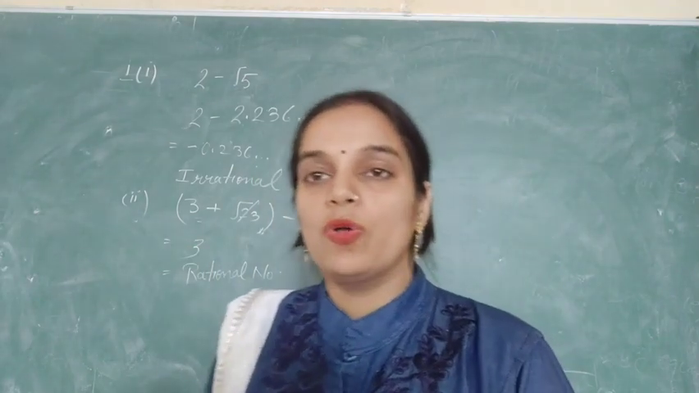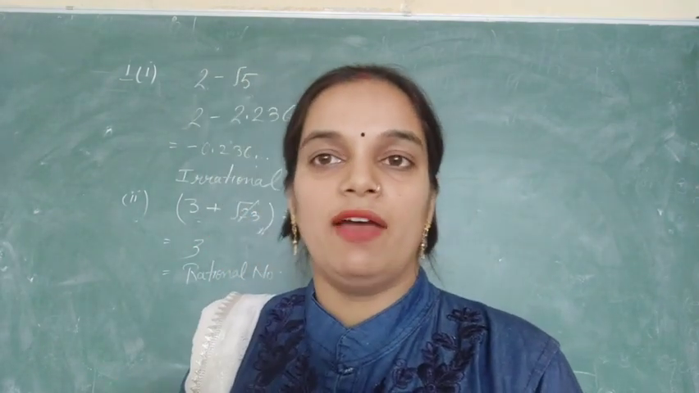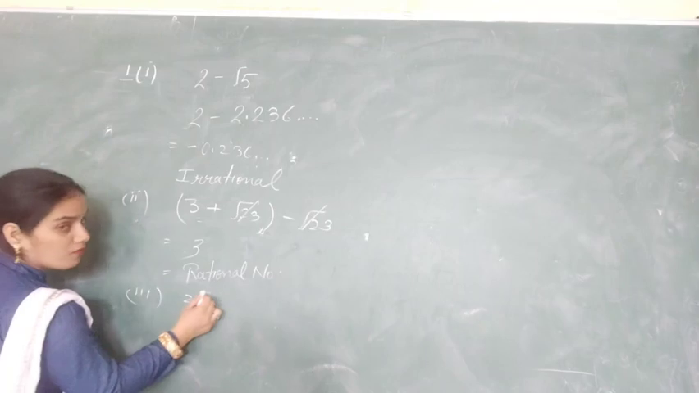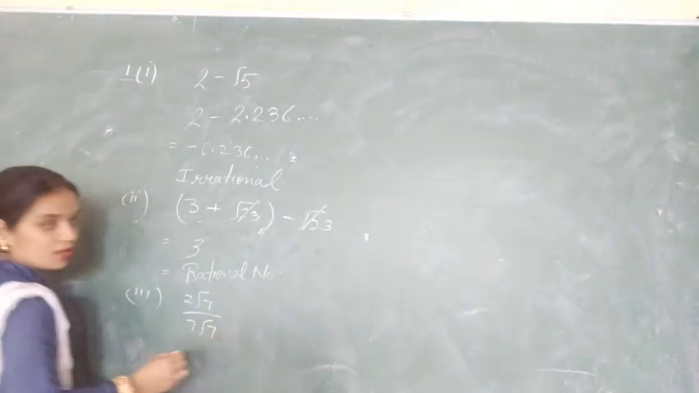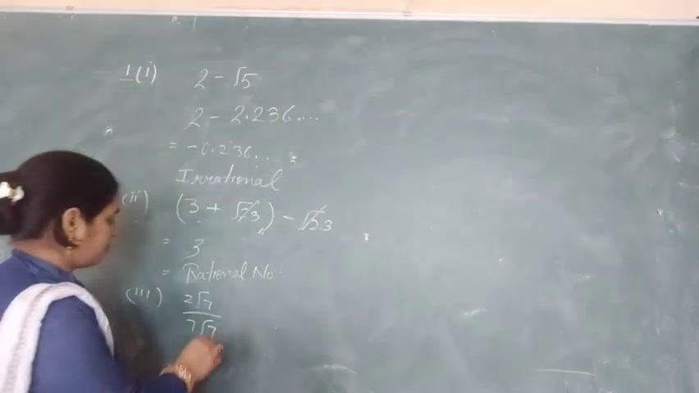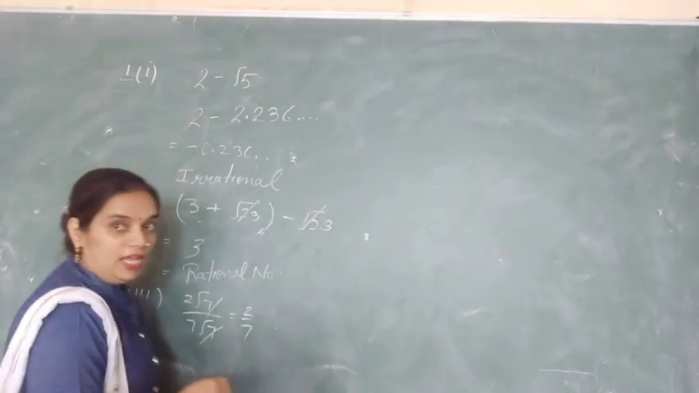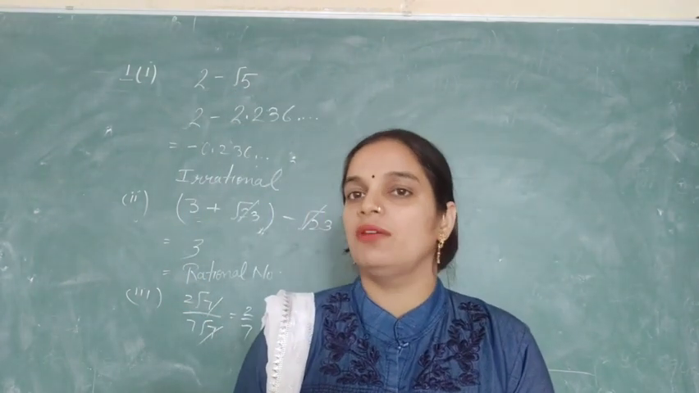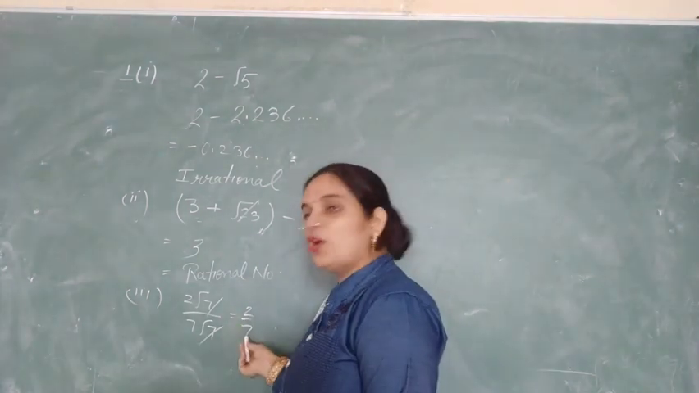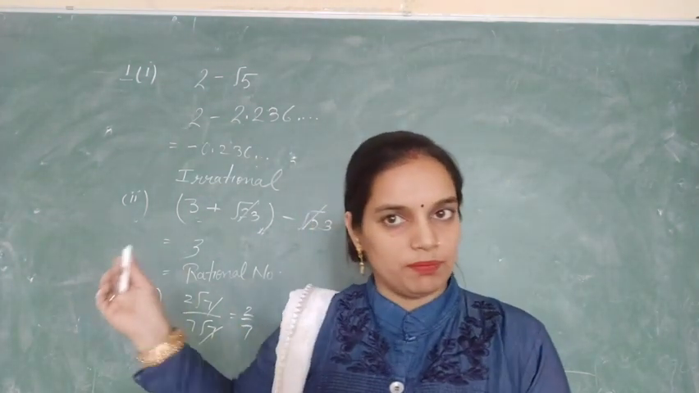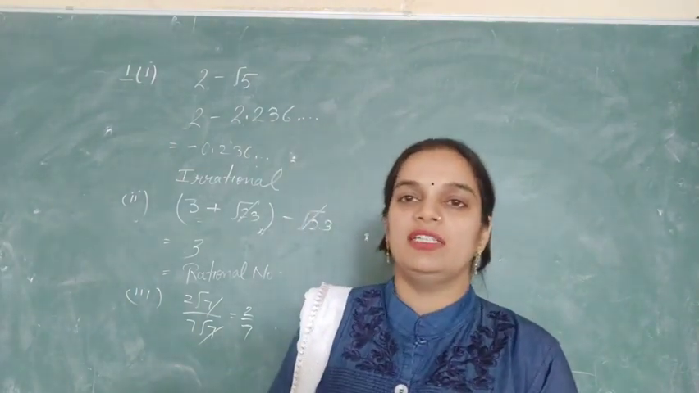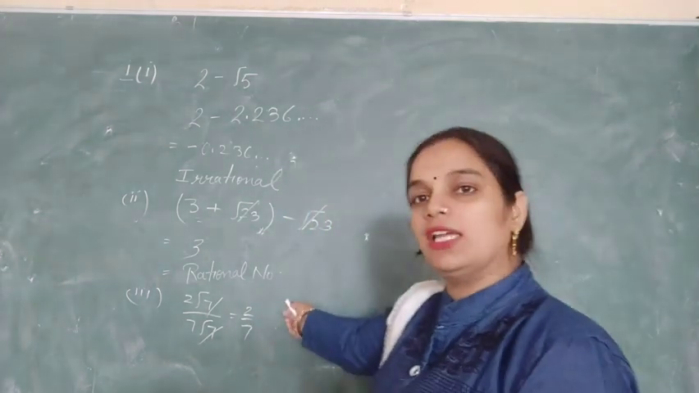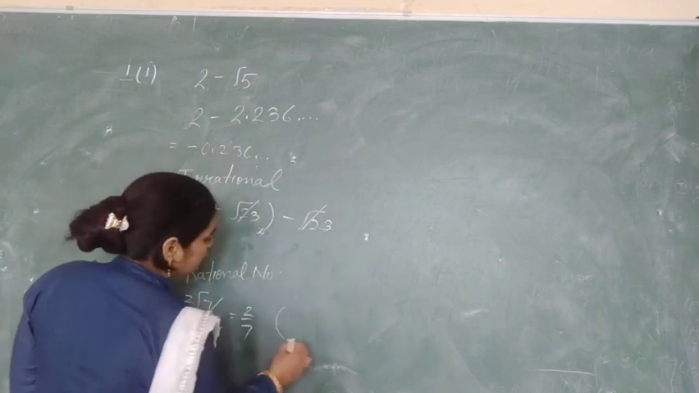So we will write here rational number. Now in the third part, we have 2 under root 7 divided by 7 under root 7. Both the under root 7 will be cancelled out and the result will be 2 by 7, and we know that 2 by 7 is a rational number because it is in the form of p by q, where both p and q, meaning 2 and 7, are integers and q, which is 7, is not equal to 0. That's why we will say 2 by 7 is a rational number.